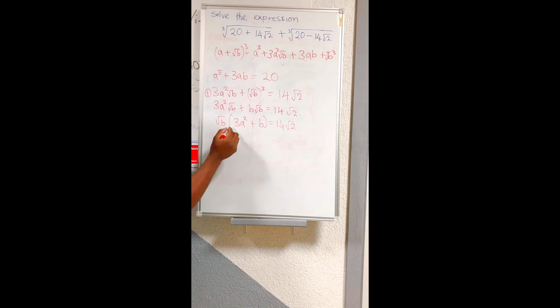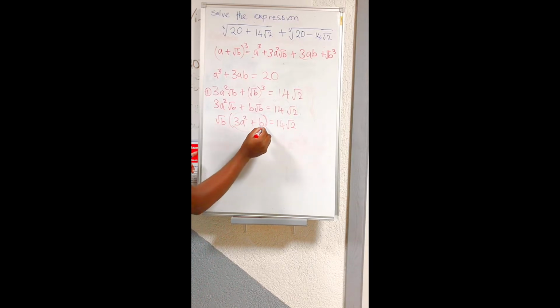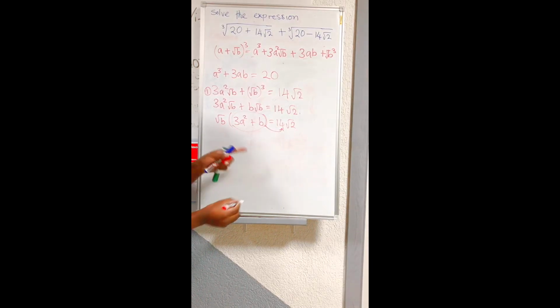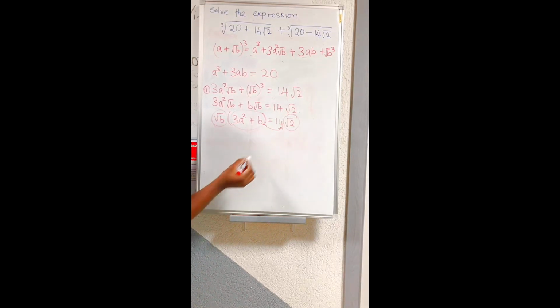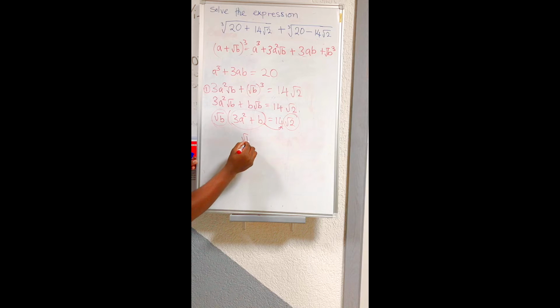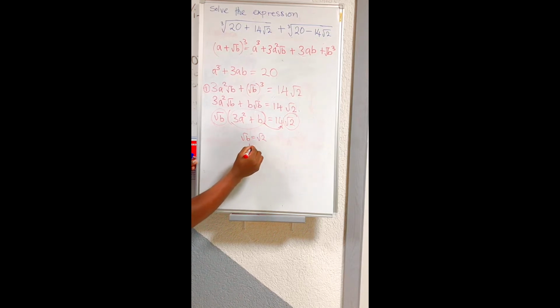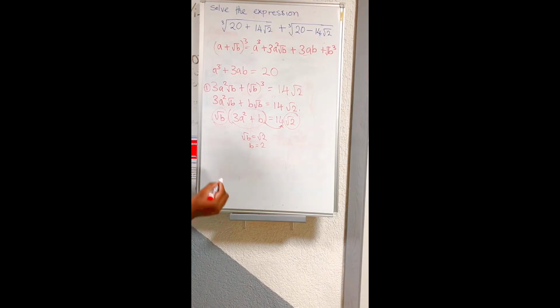So here you can tell these don't have a root, so these are equal to 14. Whereas the root of b is the same as root of 2. So root of b, root of 2, meaning our b was equal to 2. So if our b was 2, what was our a?